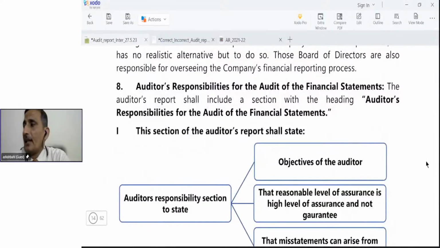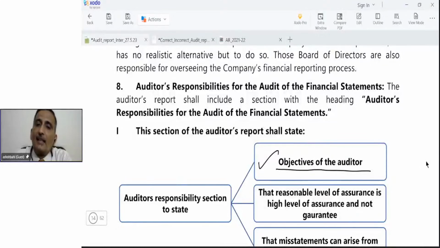After that comes the auditor's responsibility. Now these are also to be specifically stated in this para: the auditor's responsibilities for audit of financial statements. These are to be specifically stated in the auditor's report in this para. Now, what are those? It should give the objectives of the auditor. The objective of the auditor is to obtain reasonable assurance that the financial statements are free from material misstatements.